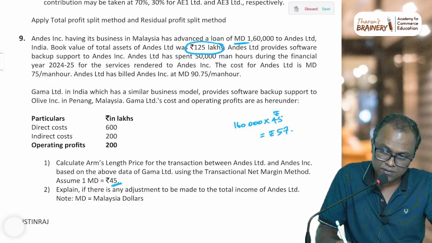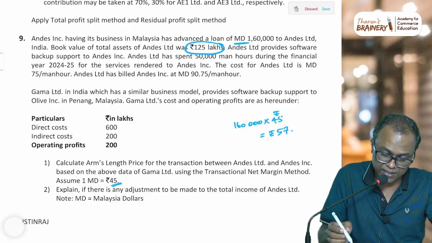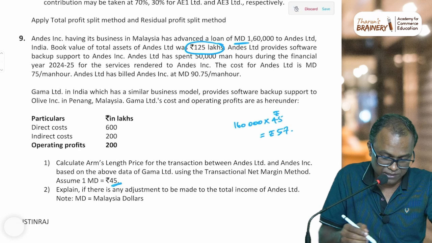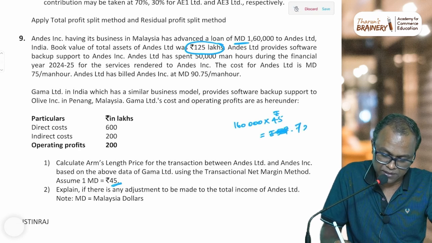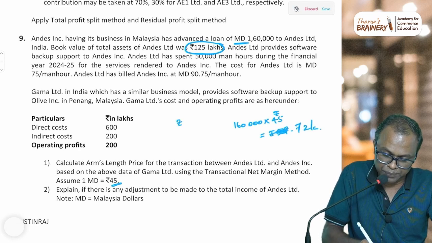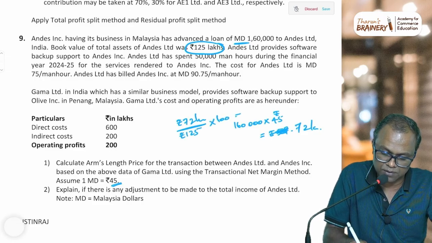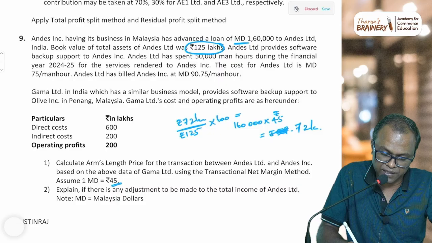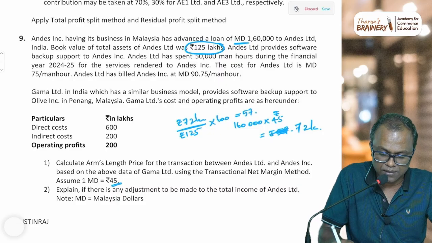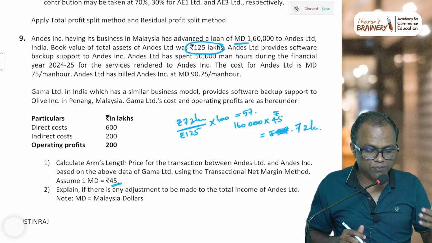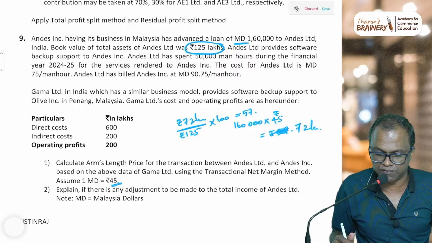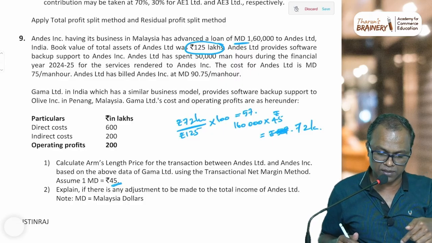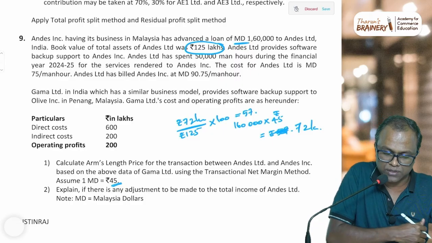57.6? 70? 72 lakhs, right? 72 lakhs. So this rupees 72 lakhs divided by rupees 125 lakhs into 100. What's the percentage? 57 point. Yes. So the loan amount represents more than 51% of book value of assets of Andes Limited. So they are AE.